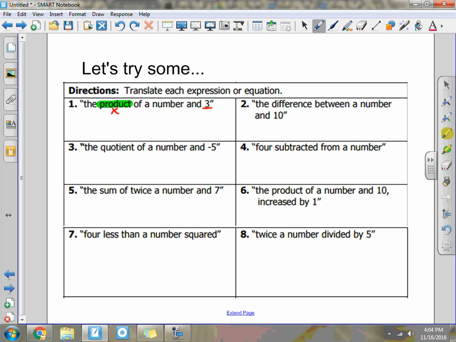So I got the number 3, and then when it says a number, I don't know what that number is, so I'm going to use a variable to stand in for that mystery number. So I'm just going to go ahead and choose the letter x. So I'm going to take the number 3 and multiply it by the variable x, because I don't know what number I'm multiplying 3 by. You can write yourself a little note next to your examples. Tell yourself that whenever you see something that says a number, you have to use a variable for that.